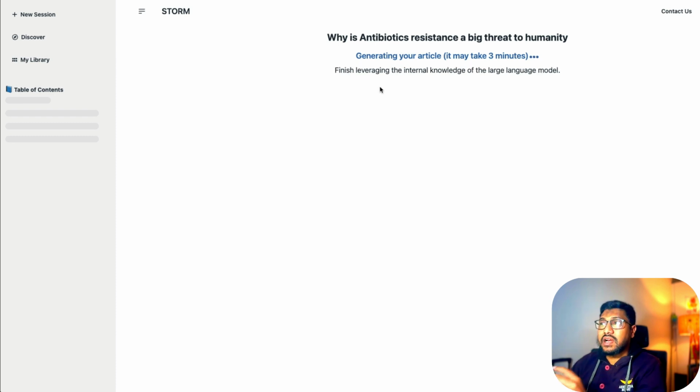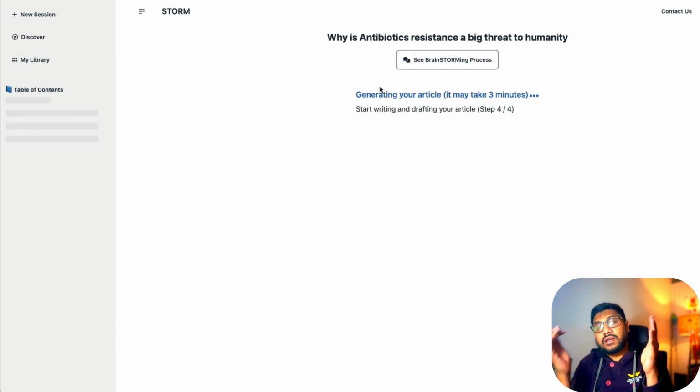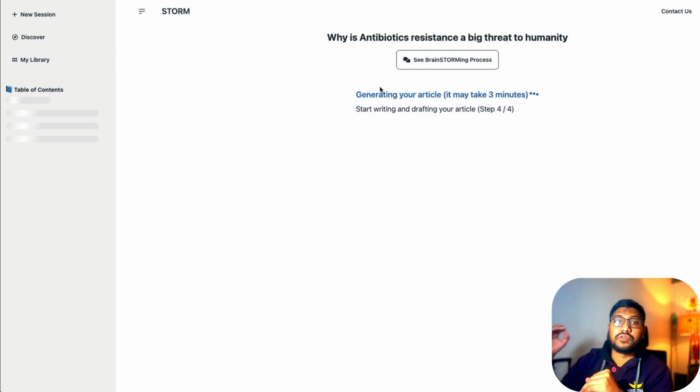So now it has started organizing the information and creating an outline. And once it creates an outline, I think that is exactly where the workflow differs from a lot of other tools. Then it is going to write the article. So it's going to first create the outline, then write the article.